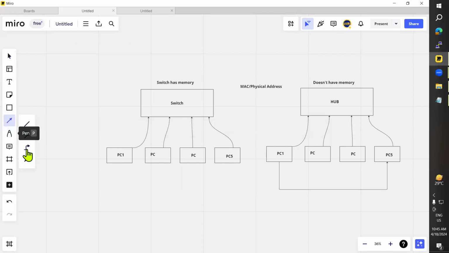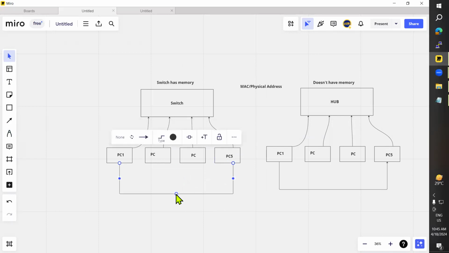Each physical address is stored in the switch memory, so the switch can easily understand if PC1 sends a request to PC5. What does the switch do? It directly sends the request to PC5. There is no delay in sending data from PC1 to PC5, because the switch has the MAC addresses of all the PCs in its memory. The switch knows PC1 is sending to PC5, so the request goes to PC5 directly without delay.